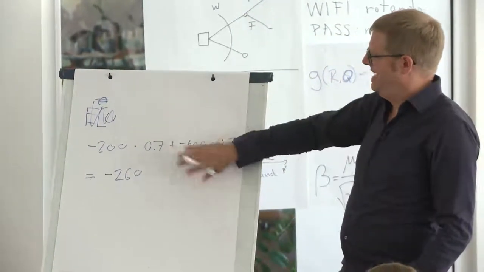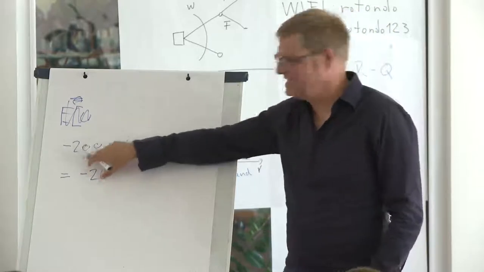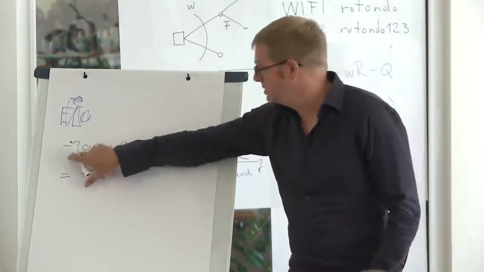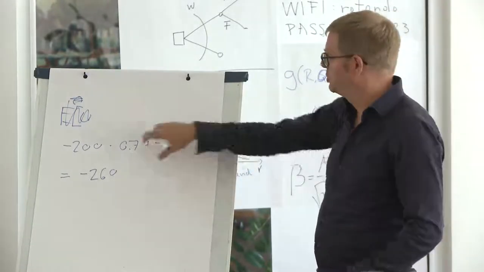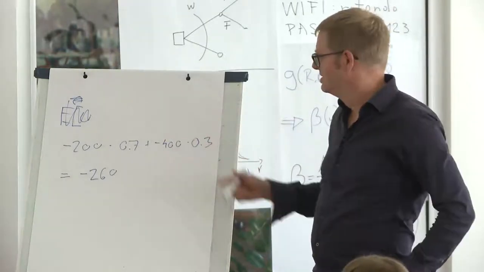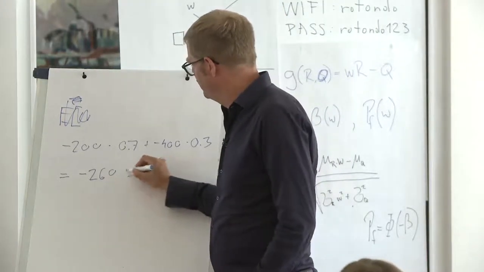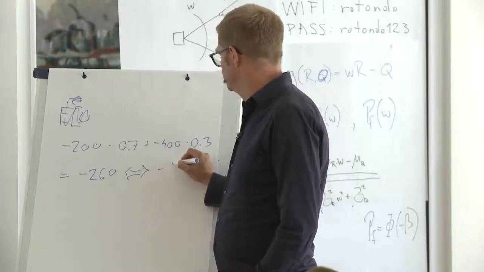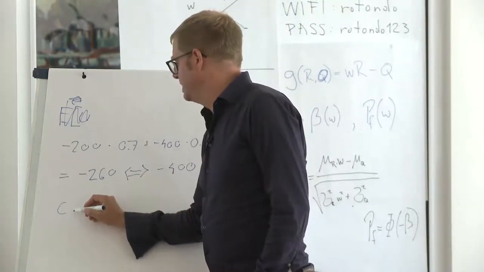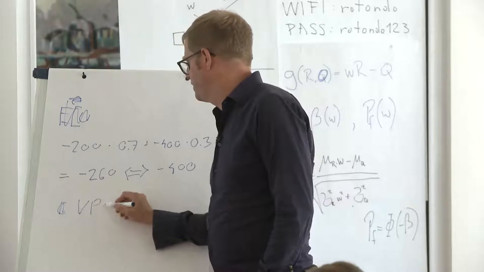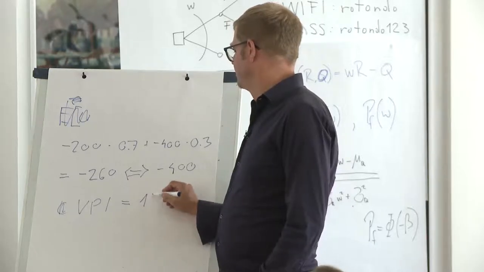Of course, if I actually have perfect information, it means that I will either know that we are in this case, in which case my expected cost is minus 200, or I will have this and then it's minus 400. But since I actually don't know yet what my future perfect knowledge will be, it's this weighted average. And then I compare this 260 to my minus 400 that I get a priori. And that means that my value of perfect information is equal to 140.